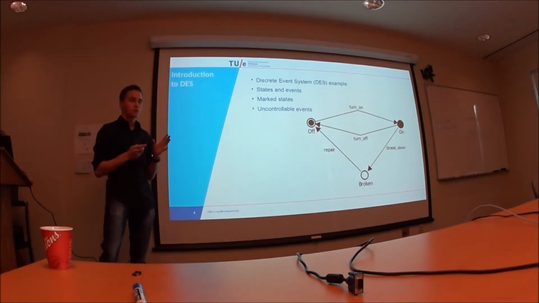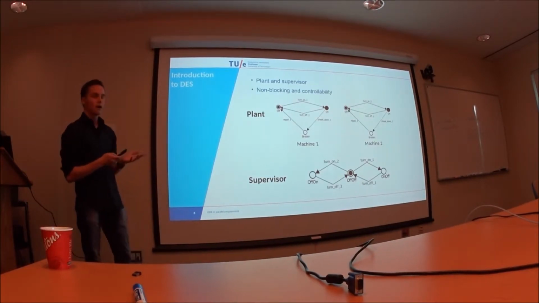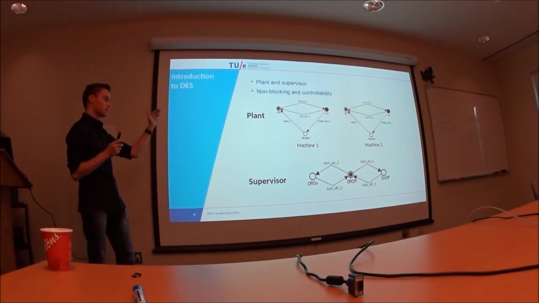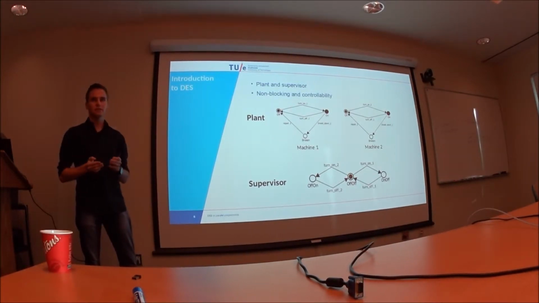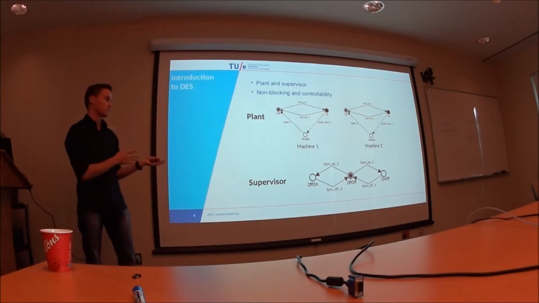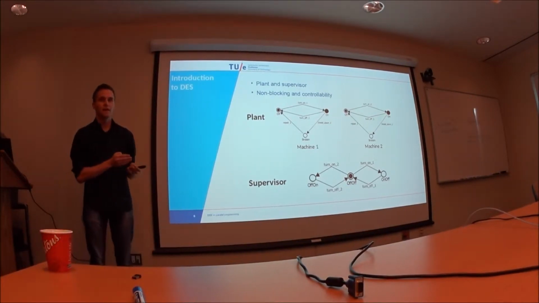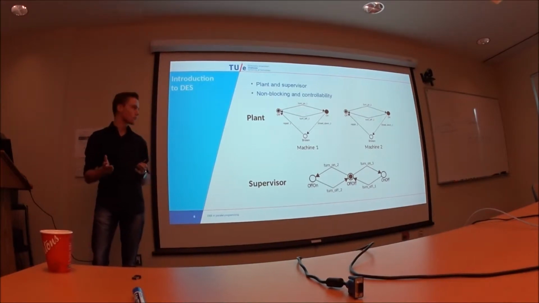Okay, so this is only one part of a discrete event system. It's usually made up of a lot of these. And every part is either part of the plant or part of the supervisor. I'll start with the plant. The plant is basically all possible behavior. In this case, my example has 2 machines. It's the same machines as before. And it covers all possible behavior, so all the states it can be in.